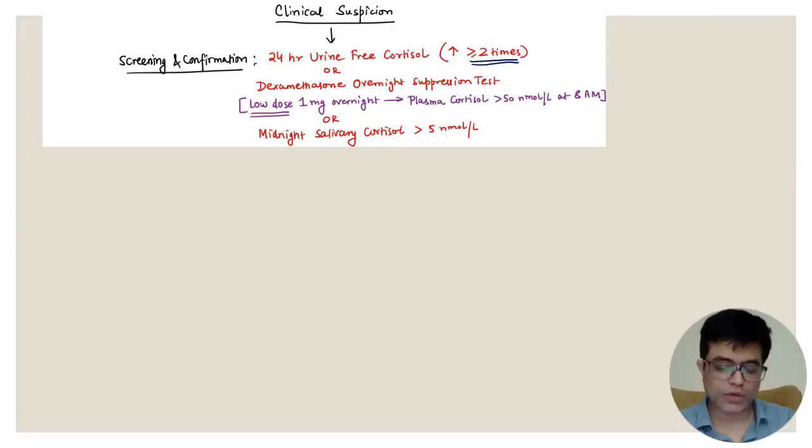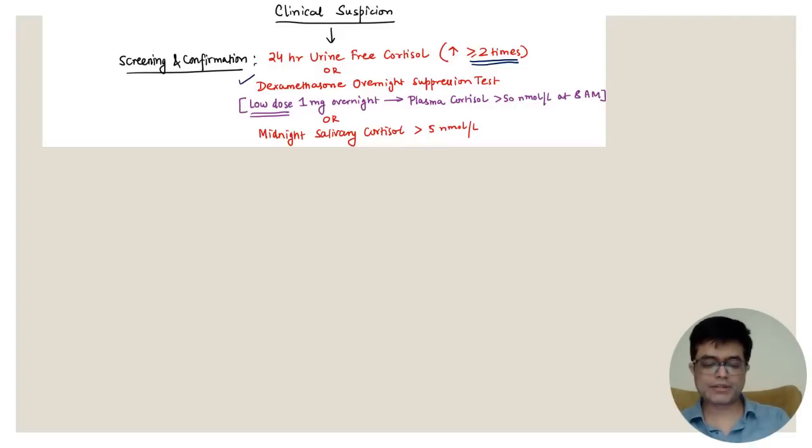Or you can do a dexamethasone overnight suppression test. This test, because we are using 1 milligram dose, we also call it as low dose dexamethasone suppression test. You need to understand there are two types of dexamethasone suppression tests done in Cushing syndrome. One is low dose, where 1 milligram dose is given. One is high dose, where 8 milligram dose is given. Low dose is done for identifying whether Cushing is there or not. And high dose is done to check for the cause of Cushing syndrome, right?